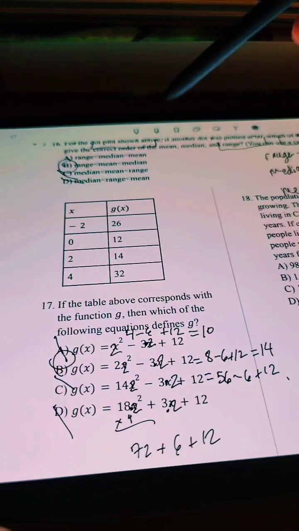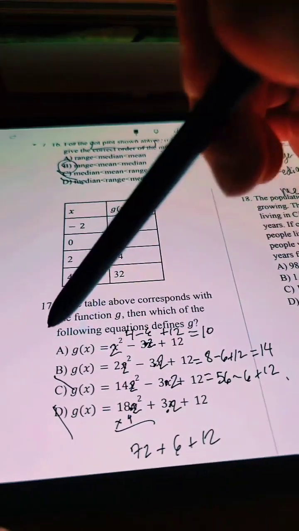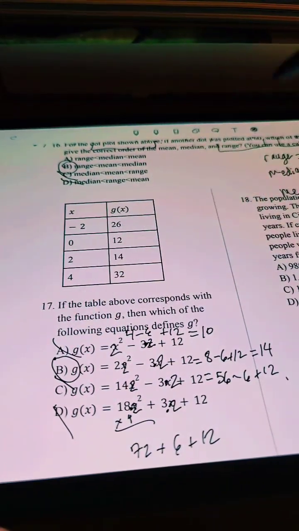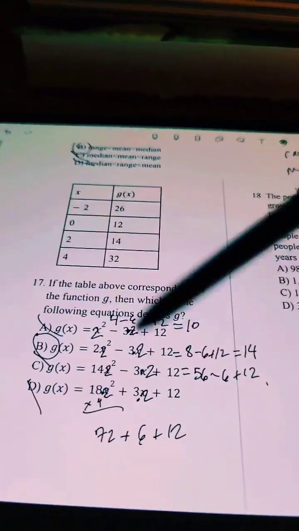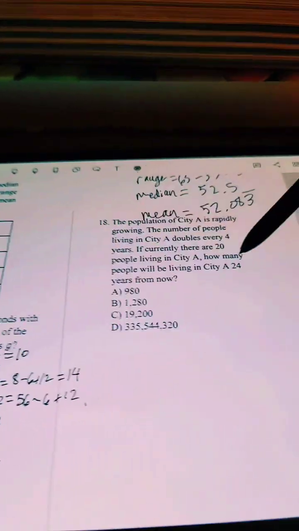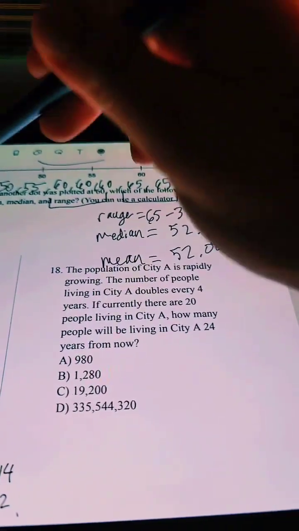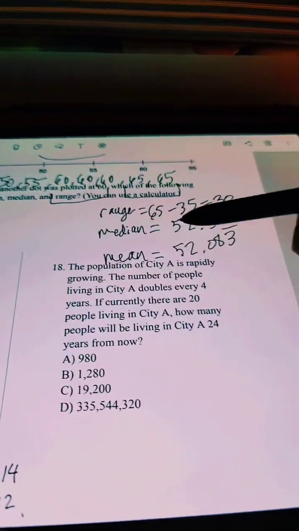Yeah, the circle. It's hard to get right on it when I'm looking at the phone at the same time. But yeah, I would just recommend writing out your steps to avoid that. So then let's go to number 18.